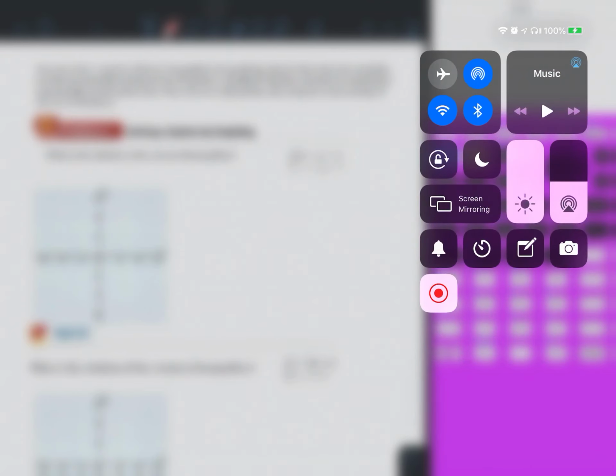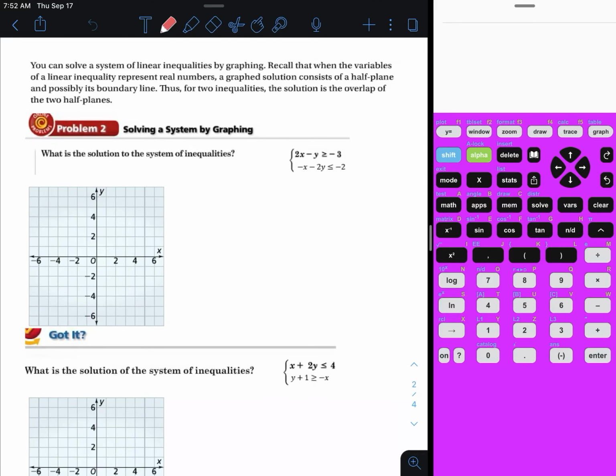Okay, everybody, now that we got that problem done, we can go ahead and go more towards the graphs themselves. You can solve a system of linear inequalities. Inequalities means that you have a greater than or less than sign by graphing. Remember that anything in the highlighted area is an answer.